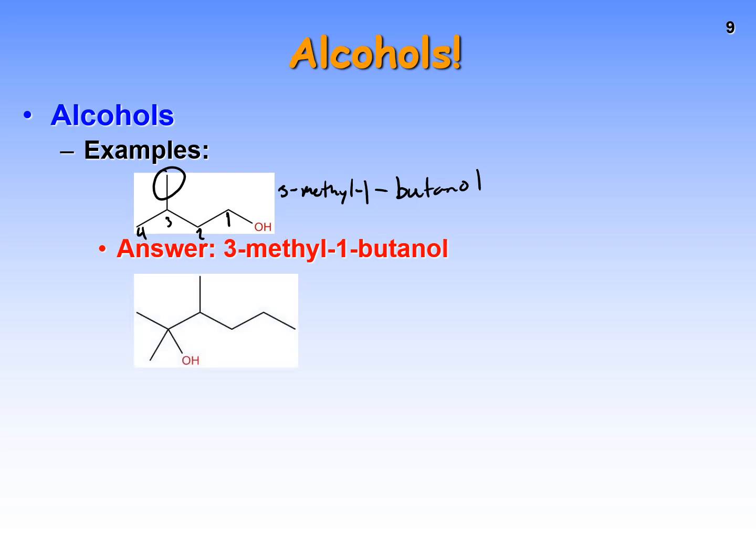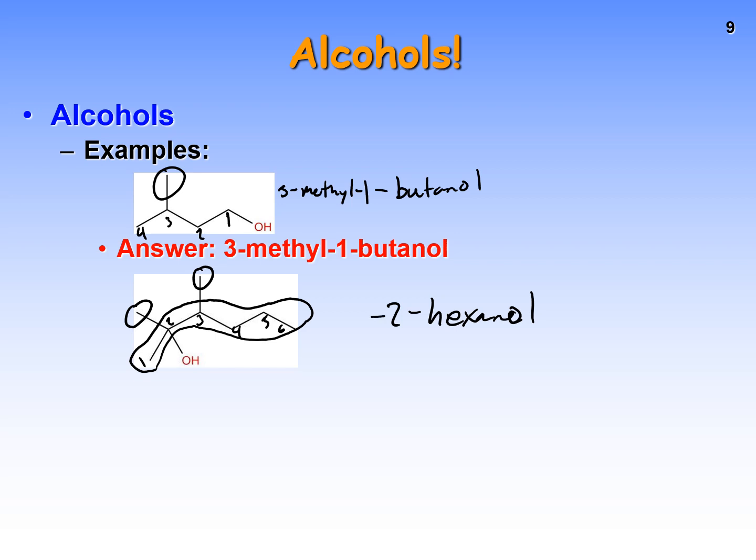Let's do one more. So in this case, again, longest chain. This is my longest chain. I have a methyl group here and a methyl group there. My alcohol is going to be on carbon 2 because 1, 2, 3, 4, 5, 6. And so I have hexane would be my normal name, but we got to lose the E, change it to OL. So this becomes hexanol, and the alcohol is on carbon 2, so it's 2-hexanol, and then it's dimethyl, and in this case we have 2, 3.